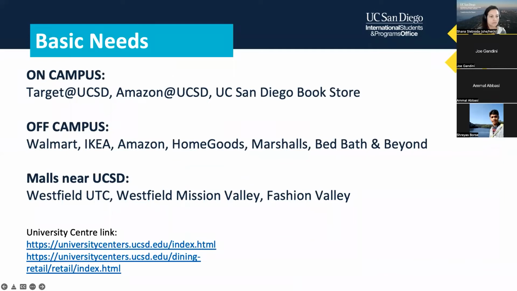Okay, so apart from all these, we have various basic needs services available on-campus, off-campus, and near your university. On campus, we have Target, Amazon, and the UCSD bookstore. And off-campus, we have various stores like Walmart, IKEA, Amazon, HomeGoods, Marshalls, Bed Bath & Beyond. And we have 2 to 3 malls near UCSD. You should definitely explore them. These are very, very beautiful. This is the Westfield UTC, Westfield Mission Valley, and Fashion Valley. You should explore all these locations using these links mentioned in this slide.